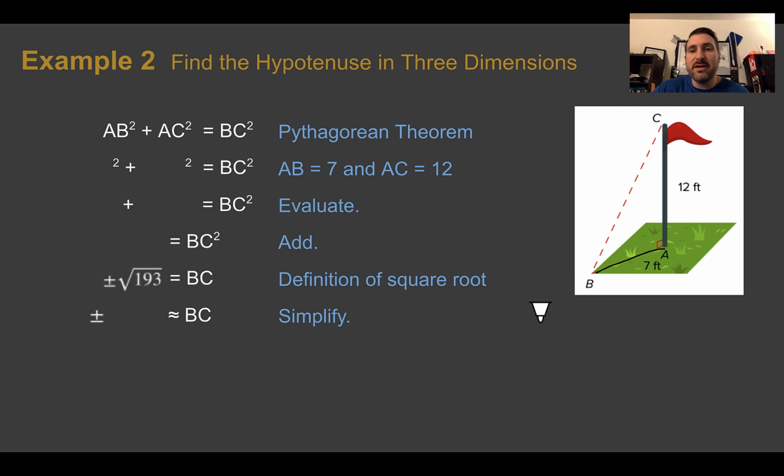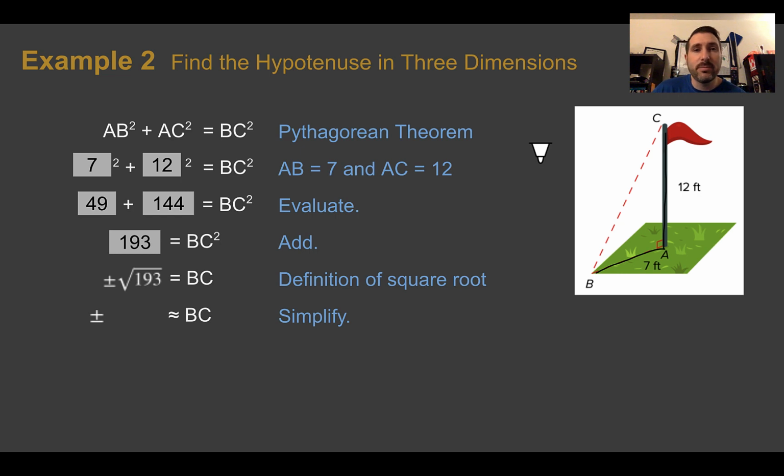AB is 7. It's 7 feet from each corner. So we're going to do 7 to the second power. AC, the height of the flagpole, is 12. So 12 to the second power. We have 49 plus 144. Adding those together, we have 193.